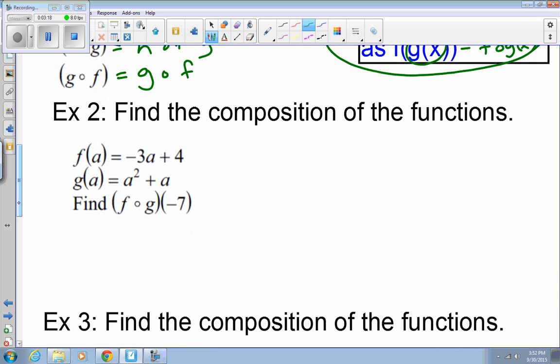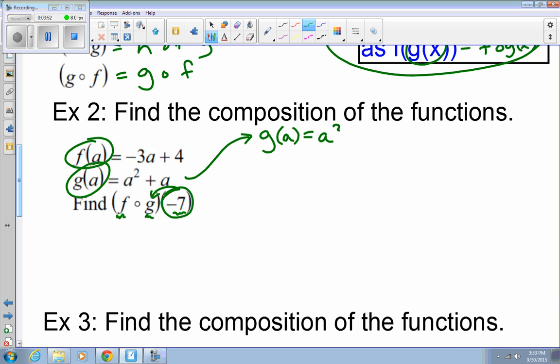Moving on. So we have two different functions. We have f of a and g of a. And you are going to be composing. You're going to have f of g, and you're going to put -7 in for the variable. First, I always just start right to left on these. So I'm going to take the -7 and substitute it into the g function's variable. So I'm going to pick the g function right up here. So g of a equals a squared plus a. So instead of the a, I'm going to write -7 in the g function.